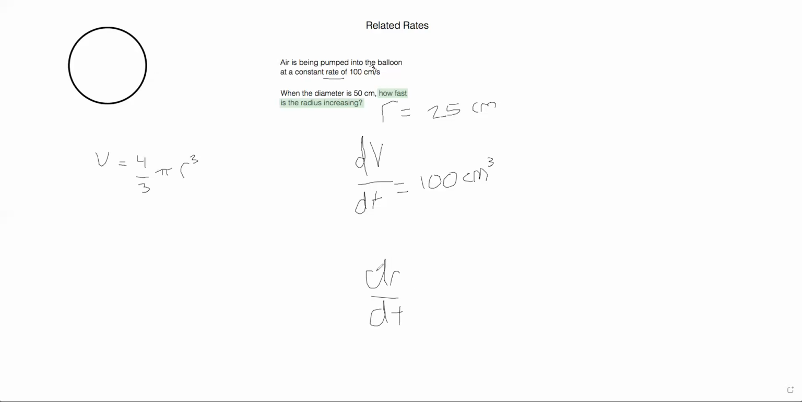So let me just ask you real quick, how would you find this, given this volume formula, given that we have a radius, and given that we have this derivative of the volume with respect to time, and also given the fact that I mentioned that this definitely does build on implicit differentiation? How would you find dR/dt? How would you approach this?